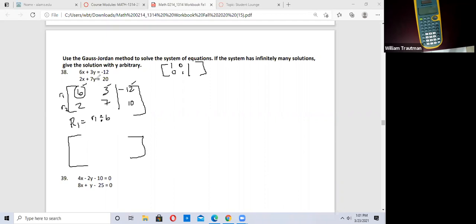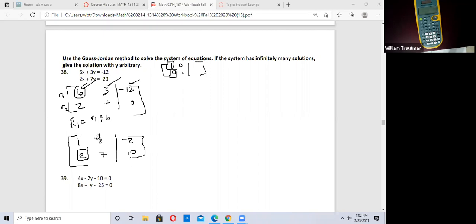If I take 6 and I divide it by 6, I get 1. If I take 3 and divide it by 6, I get 1/2. If I take negative 12 divided by 6, I get negative 2. I didn't change this row at all. Okay, so that was our goal, to get a 1 here. Now I need to get a 0 here. I need to turn this 2 into a 0.